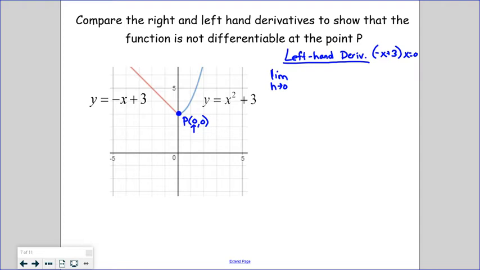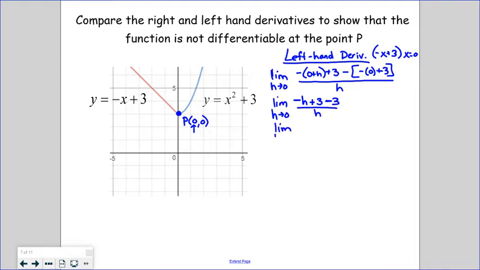Okay? So now I write out my function at 0 plus h, and then I write out my function just at 0, all over h, and just like normal, we would clean that up. Well, 0 plus h is just h, and then the negative out front makes that a negative h. And then 0 plus 3 is just 3.